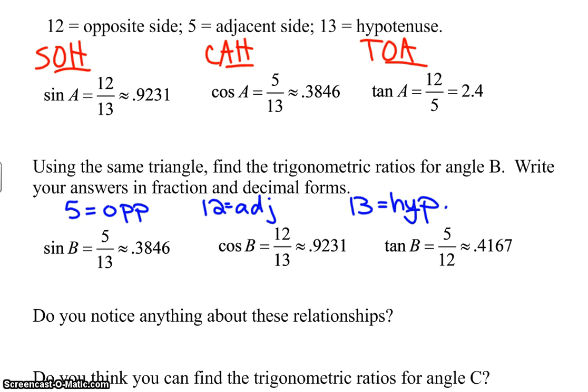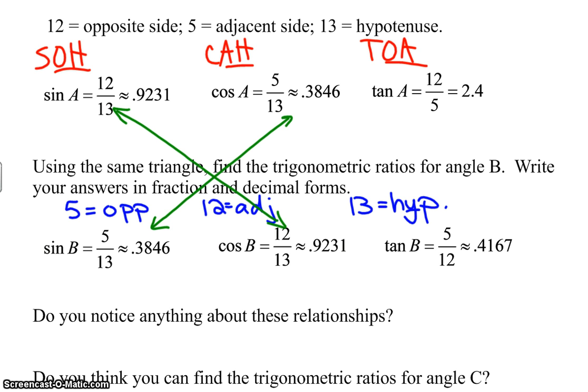Now, I would hope that you could see one cool relationship here, and that is within the same triangle, the sine of one angle is going to be the cosine of the other angle because the sides simply change position.